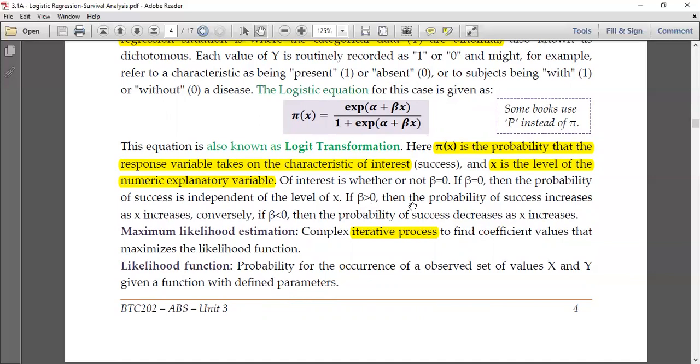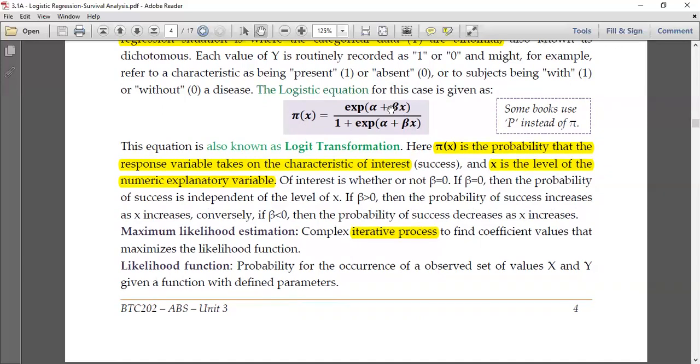If beta is greater than 0, that means beta is positive, then the probability of success increases as x increases. In simple terms, this probability is directly proportional to x. The reverse way, beta is less than 0, means negative. If beta is negative, then the probability of success decreases as x increases, which means this probability is inversely proportional to x.